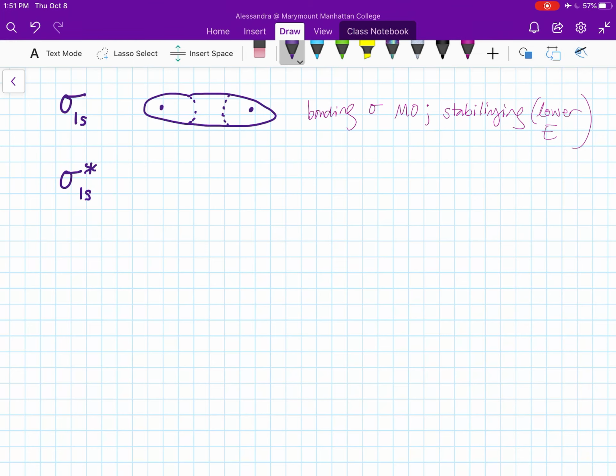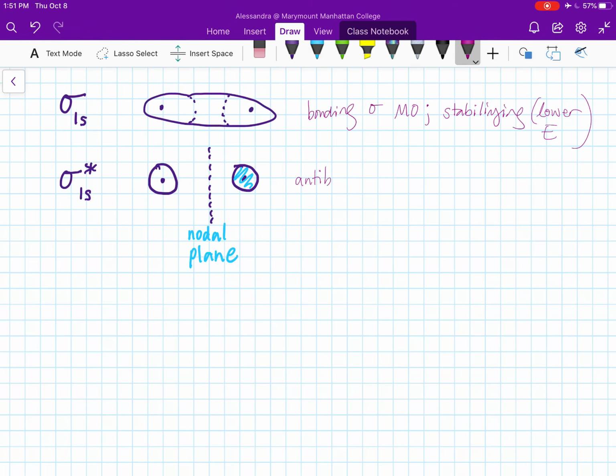Now, the opposite is the case for the sigma star antibonding orbital. We had this destructive interference creating a node in between the nuclei. And here I'm going to use shading to indicate opposite phase. So we have these two oppositely phased regions, but in between them we have a node or a nodal plane, which is a region of 0 electron density. So that is an antibonding interaction.